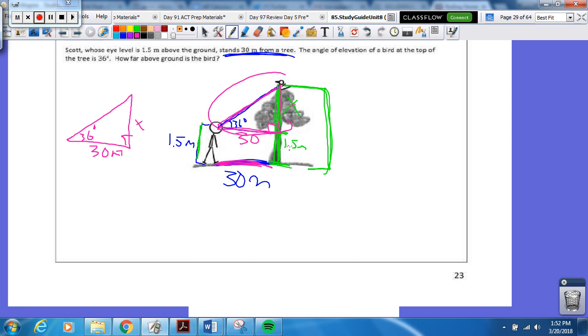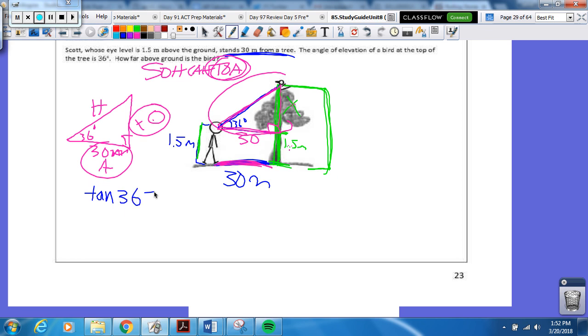So what am I going to do? I have opposite, this is the hypotenuse, and this is the adjacent. So I have opposite and adjacent. SOHCAHTOA. Opposite and adjacent, that means I'm using tangent. So tangent of 36 equals opposite x over adjacent 30. Put tangent 36 over 1. Now it's time to cross multiply.